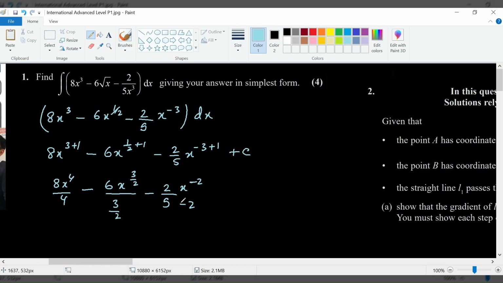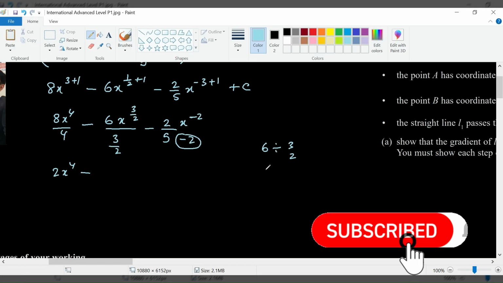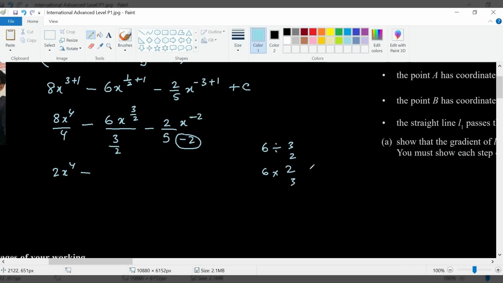Now this is to be very carefully understood, that this is going to be solved in the next step. In here, the final answer is going to be: 8 divided by 4 is going to give us 2x to the power 4, and now, for example, 6 divided by 3 over 2 also means that 6 multiplied by 2 over 3, that means 12 over 3, which is going to be 4. So 4 is going to be the answer for this part.